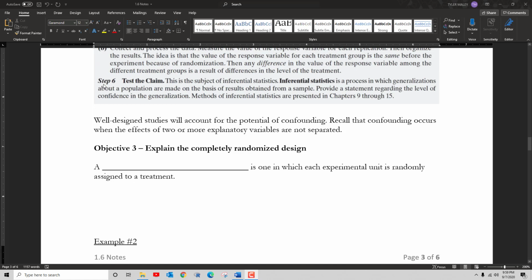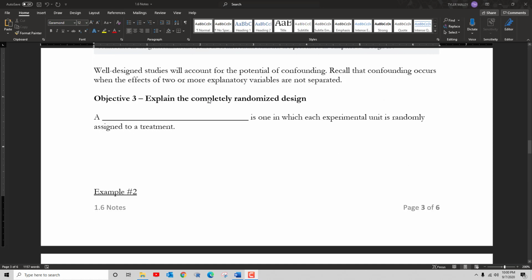Right? So then lastly, step 6, we want to be able to test the claim. This is what's called inferential statistics, which we'll look at the very end of the course. Inferential statistics is a process in which generalizations about a population are made on the basis of results obtained from a sample, right? So at the very end of the course, we want to have some statistics and do some techniques to try to figure out what's going on in the population, right? What's going on with the parameter, which is a measurement of the population, right? So we'll look at that towards the end of the course.